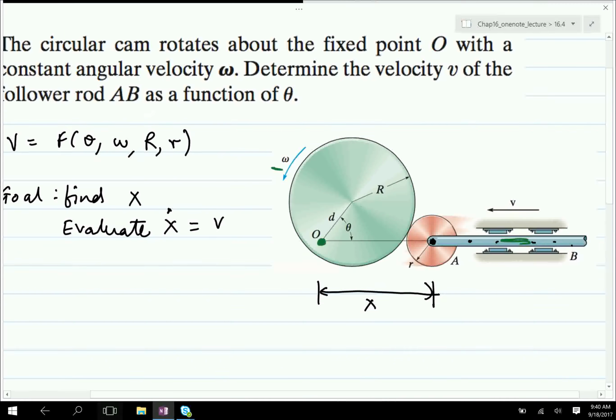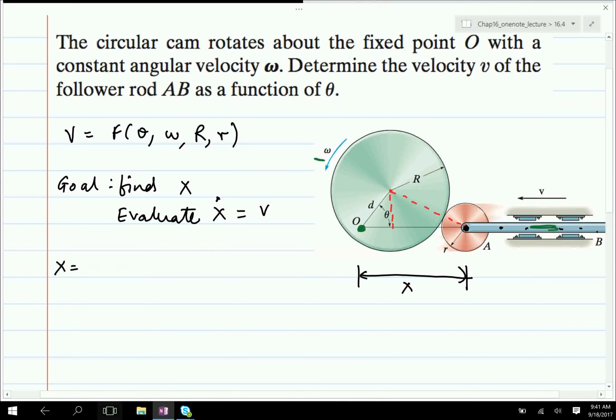So in order to do that, what I'm going to do is join the center of the bigger circle and the center of the smaller circle, and try to see if I can find x now. I drop another perpendicular here because now I see that x can be written as a sum of this part and this part. So this part, the first part, is d cosine theta. This is part 1. Let's call this part 2. I need to write an expression for part 2.